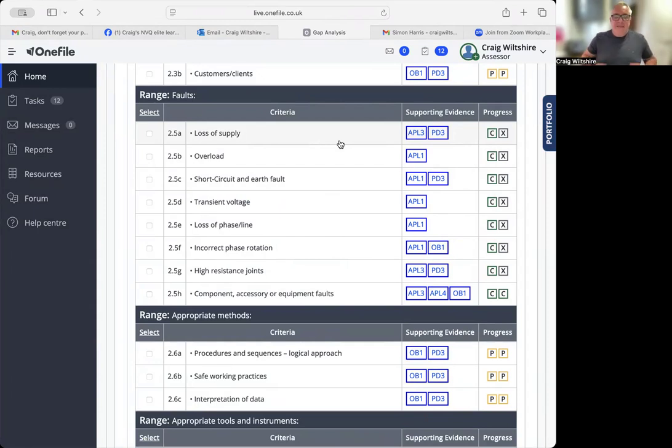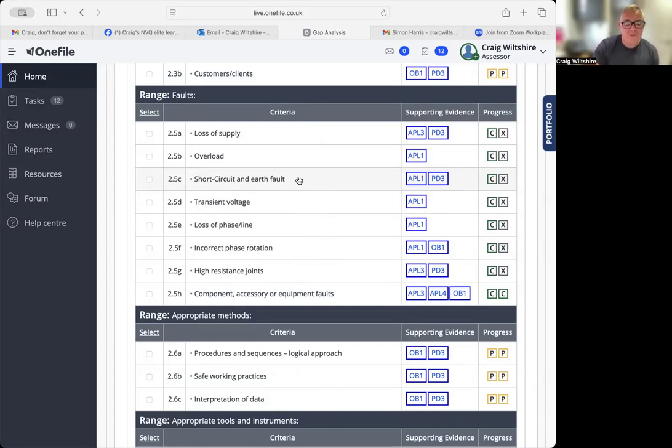So this is kind of like how, without giving the game away too much, I would explain it if I'd encountered these faults and I was doing an assessment, right? So I'm just going to pick a few at random and then we'll have a chat about it, right? So the first one, let's pick short circuit and/or earth fault.